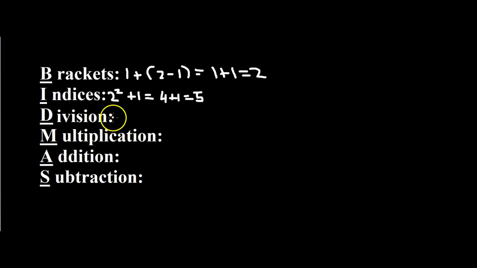For example, if you do something like 1 times 5 divided by 5, you just go from left to right because multiplication and division both have the same priority. Therefore, 1 times 5 is 5, 5 divided by 5 is 1. Okay, you just go from left to right. And the same with multiplication. If you had 4 divided by 2 times 3, you just go from left to right. So 4 divided by 2 equals 2, and 2 times 3 equals 6.